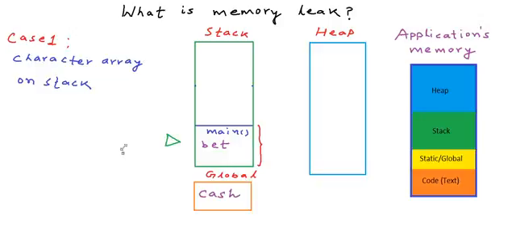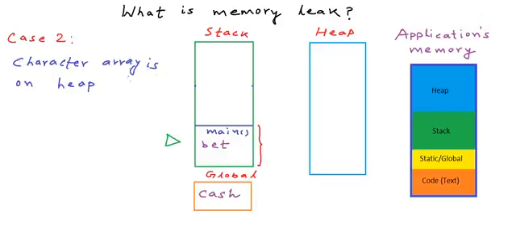Now let's talk about the second case, when the character array is created on the heap using a call to the malloc function. Once again, we will make multiple calls to the play function. Now what will happen this time is that we will not create the array on the stack.